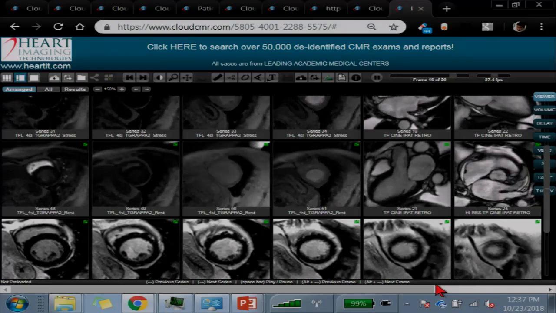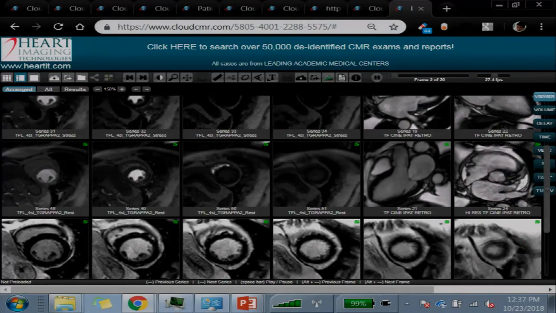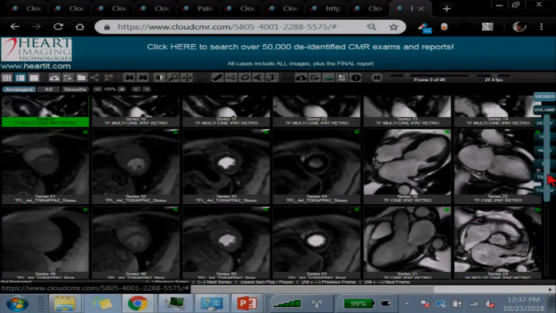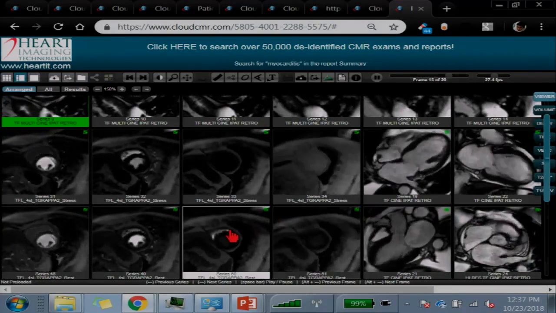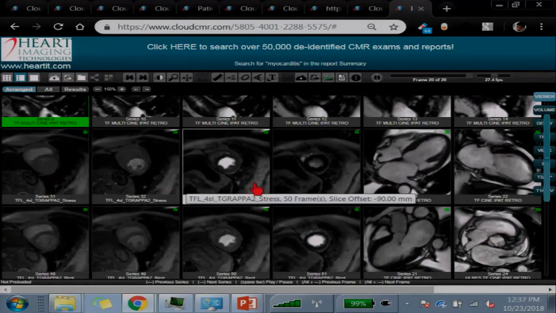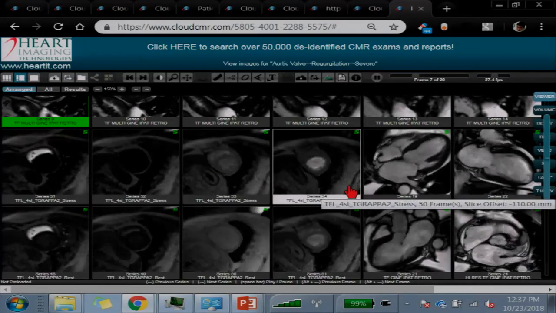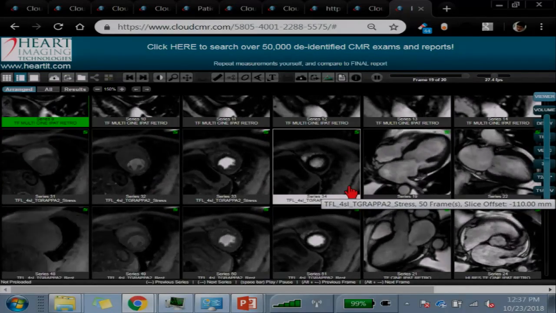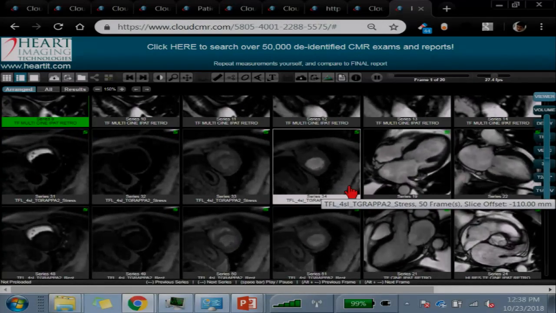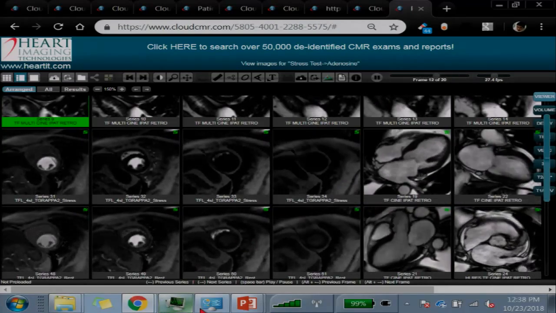So no scar. So that means we have to go to the next step of our algorithm, and that's to look at the stress perfusion. So let's do that. And do you guys see anything on this? Okay, so nothing on stress. So therefore, we've gone through two parts of the algorithm. No delayed enhancement, no stress perfusion abnormalities. So this is a patient with a normal stress.